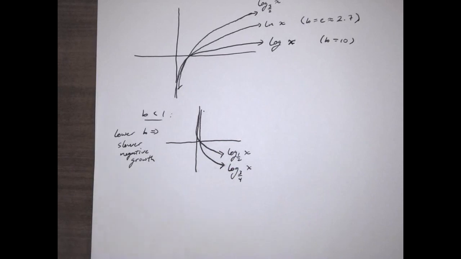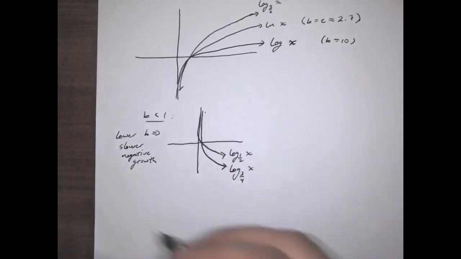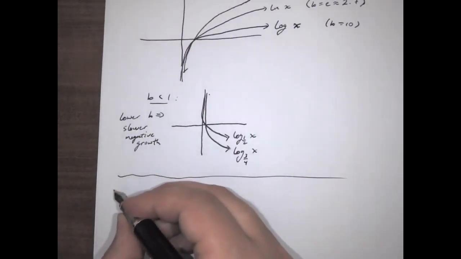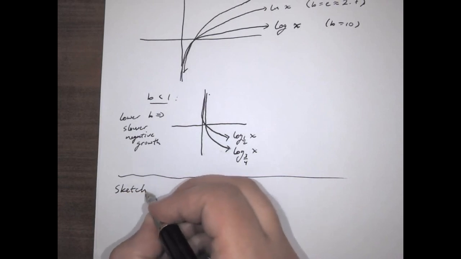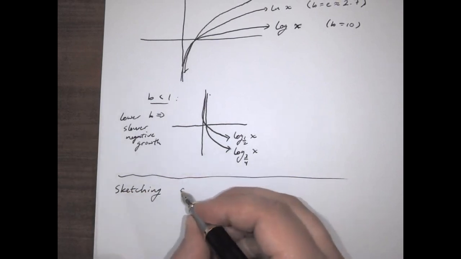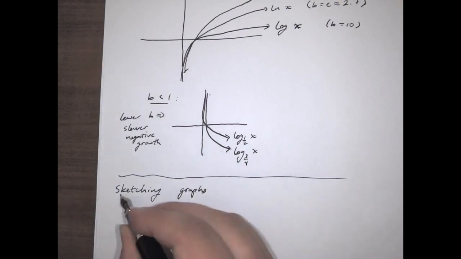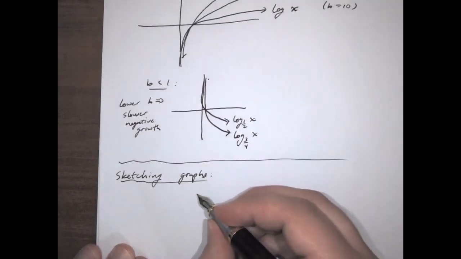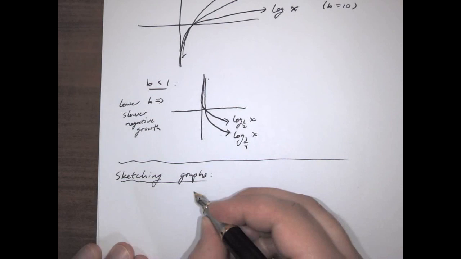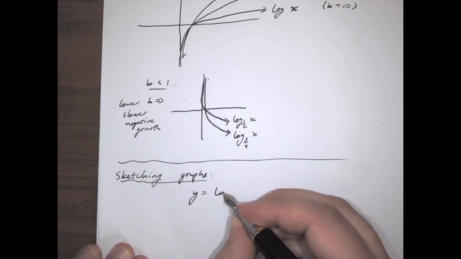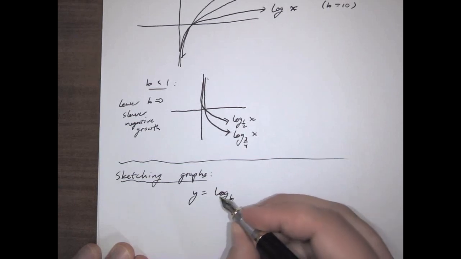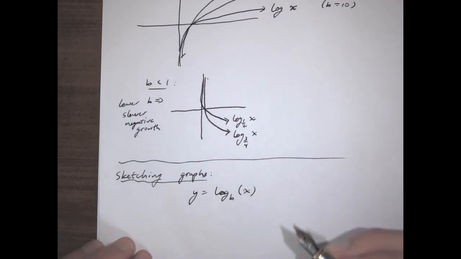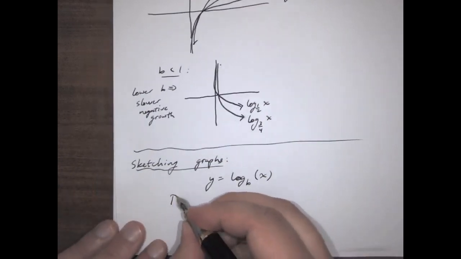Now, when it comes to actually sketching the graphs of logarithmic functions, one thing that's helpful is to fix on a certain key point to help anchor your graph. Sketching graphs. So some key points to know. So y equals log base b, could be any log, could be a natural log, could be a common log, could be a log base anything else, of x. So some points of interest.